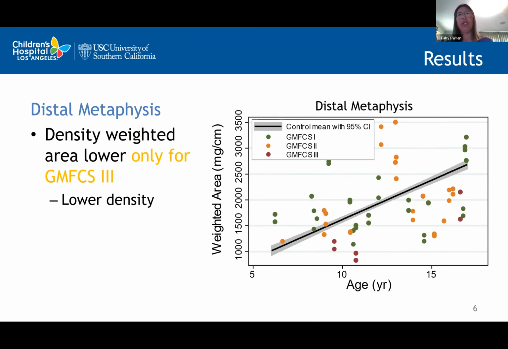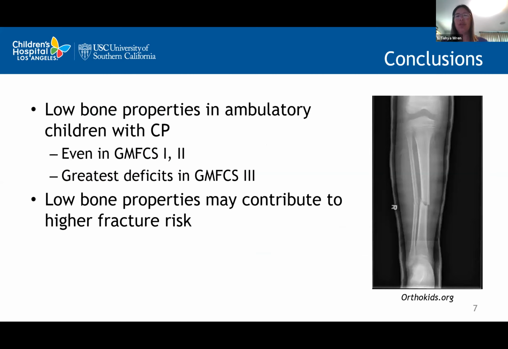In GMFCS levels 1 and 2, there was a large variability in the density weighted area, but not systematically higher or lower than normal. And there did tend to be lower cancellous density, but this was offset by a slightly larger cross-sectional area. So in conclusion, we did find low bone properties in ambulatory children with cerebral palsy, and we found this even in the most functional children at GMFCS levels 1 and 2. As expected, we still found the greatest deficits in GMFCS level 3.